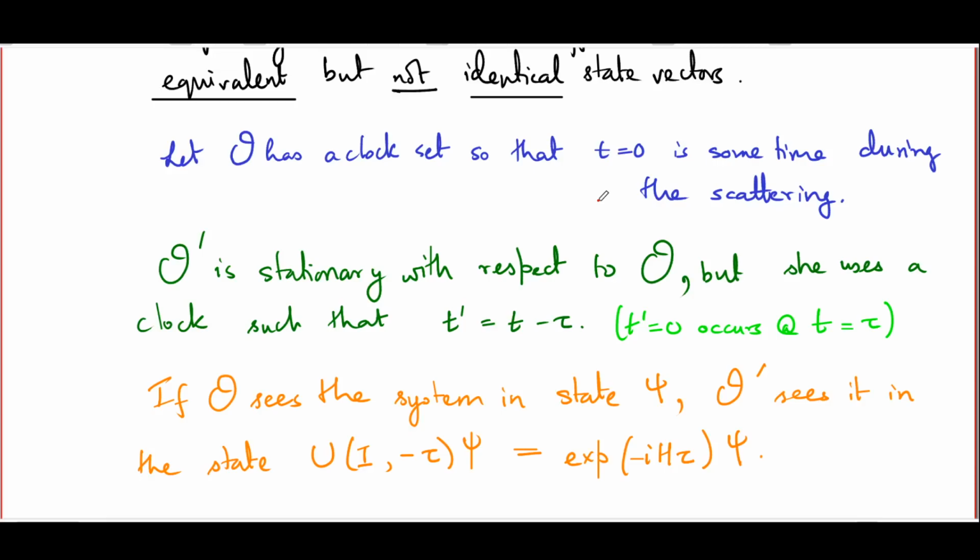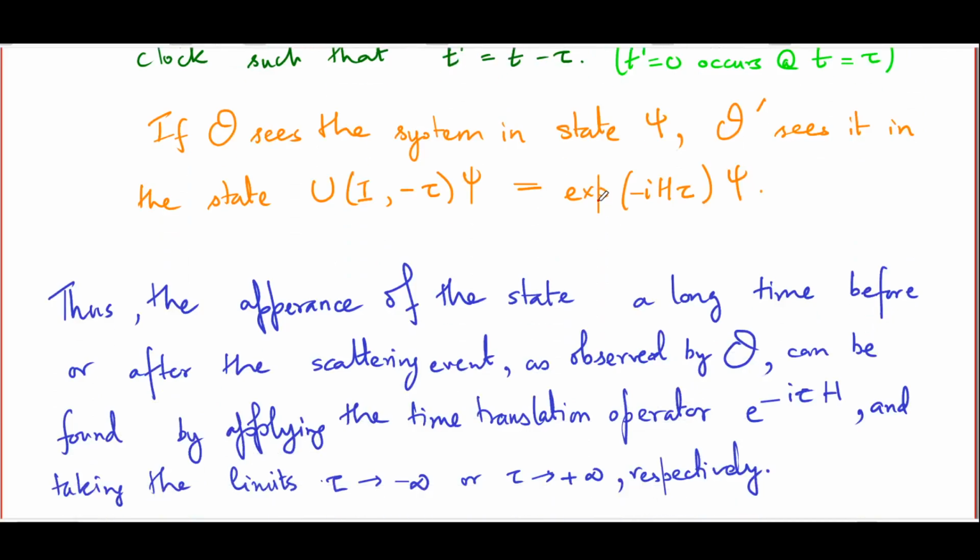So this tells us that the appearance of the state a long time before or after the scattering event, as observed by O, can be found from the state as observed by O, which itself does not depend on time, by applying this time translation operator e to the minus i τ H, and then taking the limit either τ going to minus infinity for long time before, that is the in state, or τ going to plus infinity respectively. But there is a catch here.